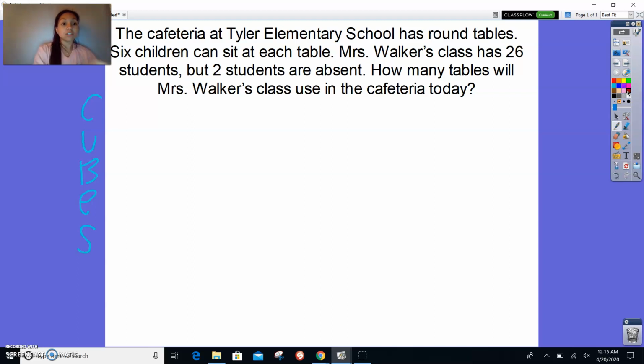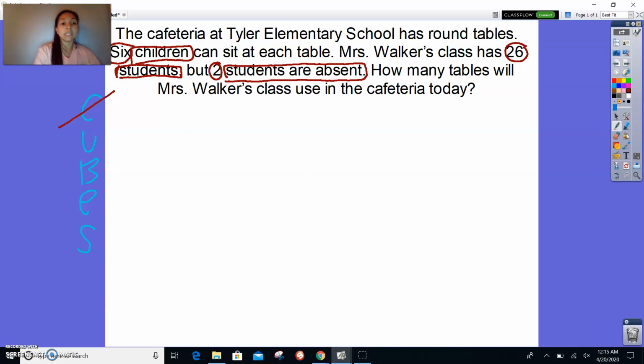Okay, so what we're going to do now is we are going to just start working through our cube strategies. So the first thing is our C, which is circling our numbers. Now remember, our numbers can be in digit or in word form, and there are both in this word problem, which is why I picked it. So the first thing is 6 children. So I'm going to circle this 6, and I'm going to box in the word children because that tells me what that 6 represents. I'm also going to circle this 26 because it tells me that she has 26 students. But I'm going to circle the 2. 2 are absent. Okay? So I've now circled my numbers.